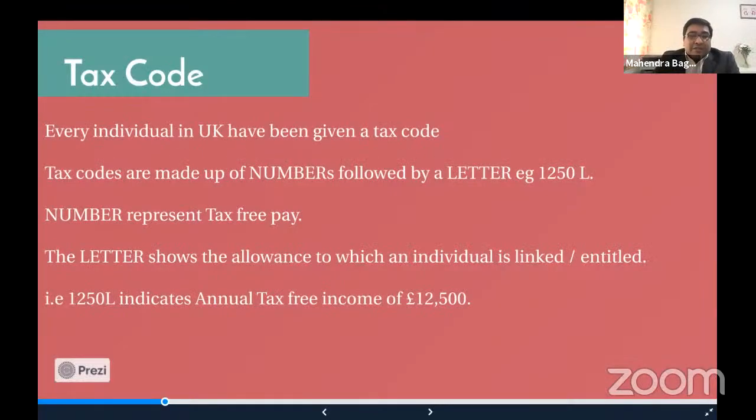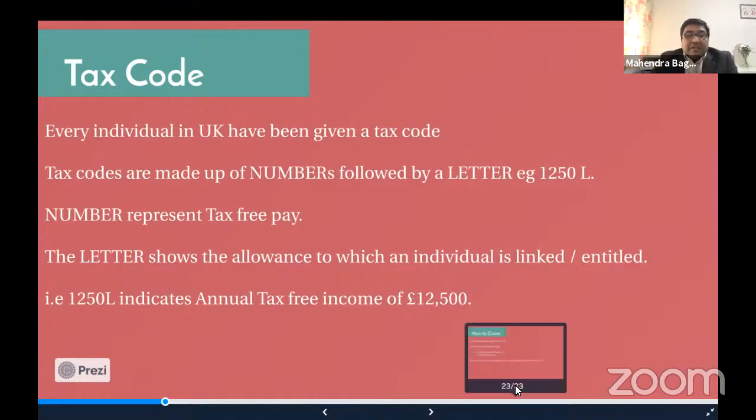Every employee has a tax code which is given by HMRC, and the most general tax code ends with the letter L. So every tax code has two parts to it: the first few numbers, and the letter at the end, and they both represent really good information. The numbers represent how much tax-free income you have in this year, and the tax codes are revised every year. The letter shows the allowances which an individual is linked to and entitled to, and we'll go into more detail on it.